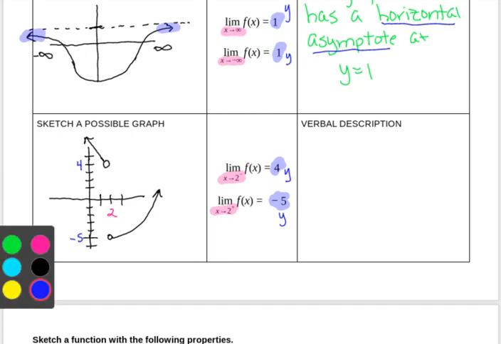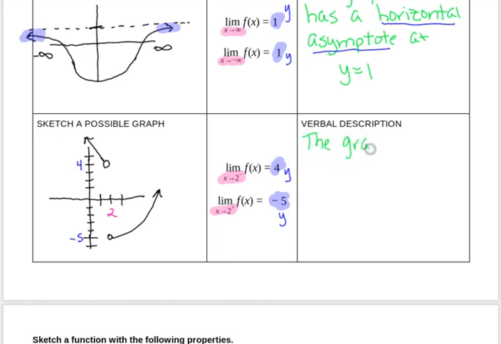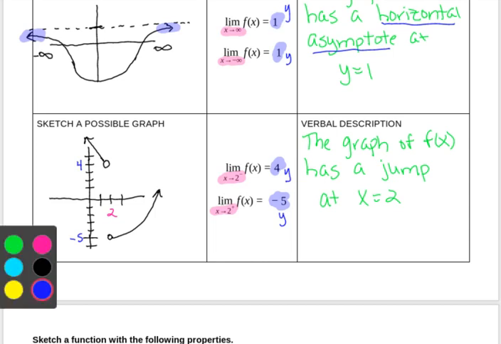And so what this means is the graph of f of x has a jump at x equals 2. If your left and right limits don't equal each other, then somehow there's a break in your graph. Okay, and so we call that a jump.